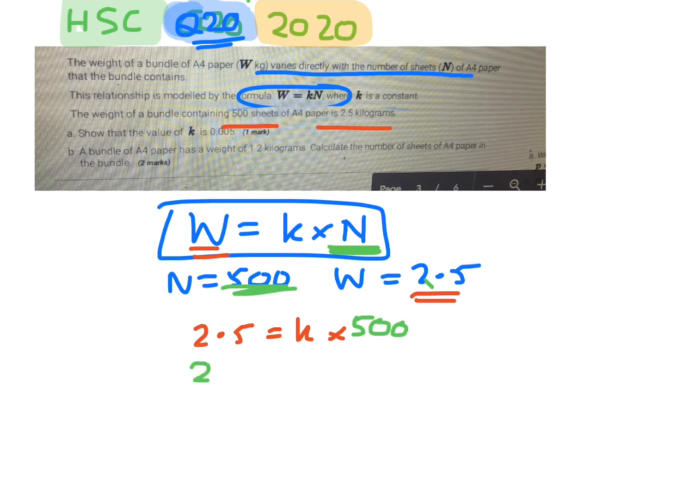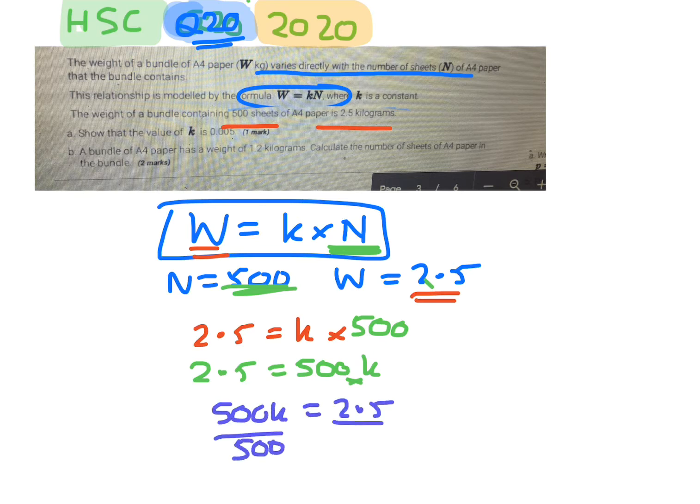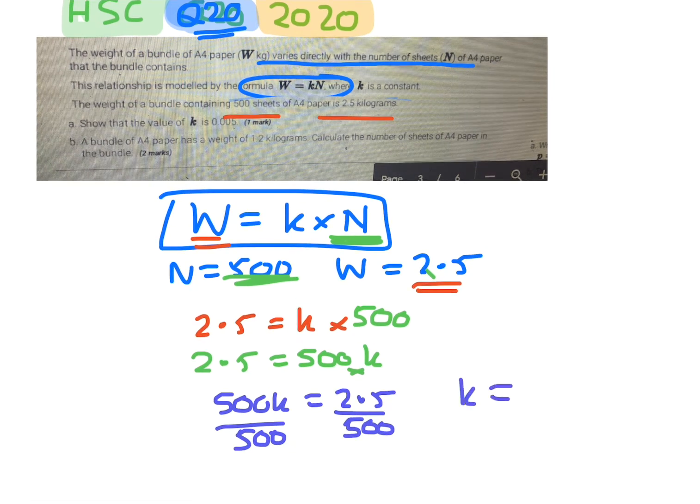Okay, so now that's 500k, we need to get k by itself. So you could swap the two sides. 500k is 2.5. Divide by 500, divide by 500. And that means that the 500s cancel out and k equals 2.5 over 500, which simplifies to 1 on 200 or 0.005.